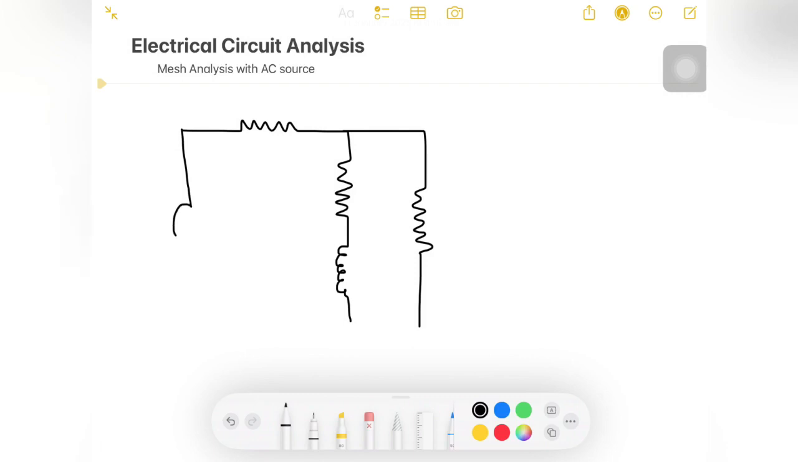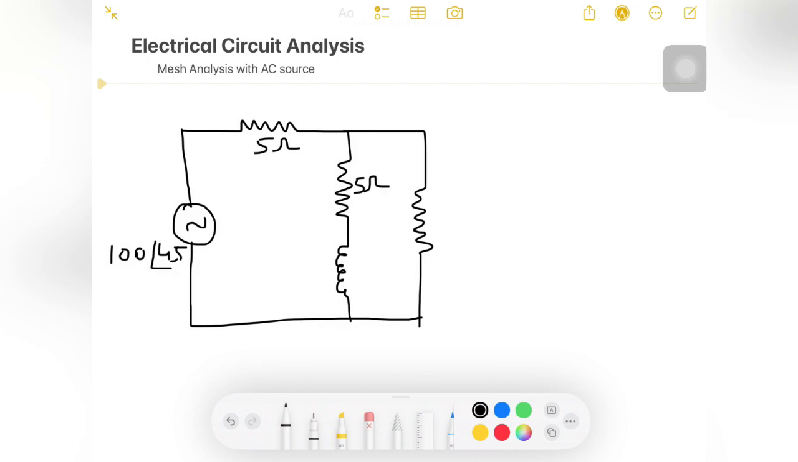So this is my AC source. Let me give the values for this. It is 100 at an angle 45. Whenever there is an AC source, there will be an angle. If it is not given, we assume that the angle is 0. This is a 5 ohm resistor, and this is also a 5 ohm resistor, and this is my 20 ohm resistor, and I have an inductor which is given as 20 ohms.